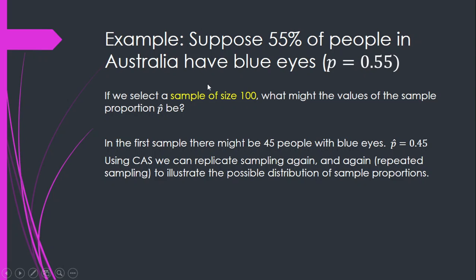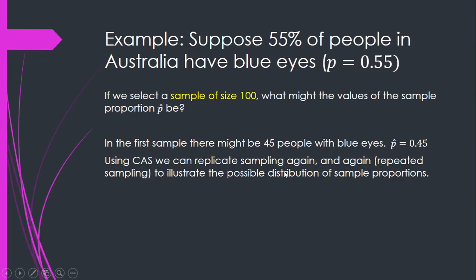So let's start with the population data. So we know the p-value, it's a binomial, it's 55% for Australians to have blue eyes. Let's look at the sample size of 100. So what might be the value of the sample proportion p hat? If we do a first sample and we get 45, you do 45 over the sample size, that gives you 0.5. That's your first p hat.